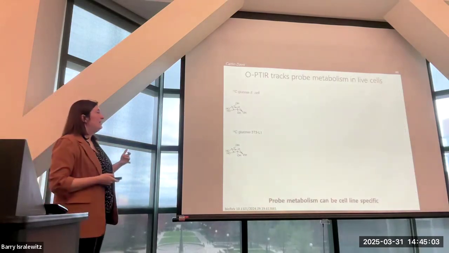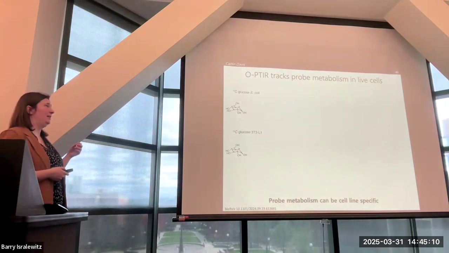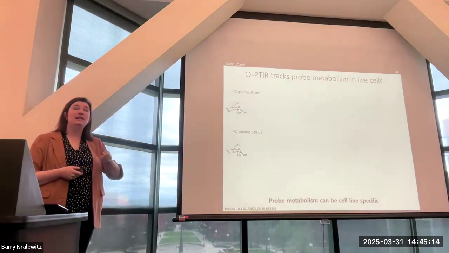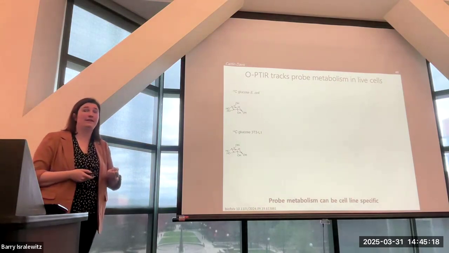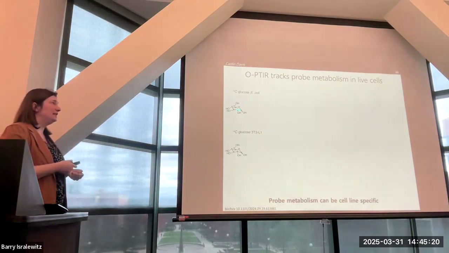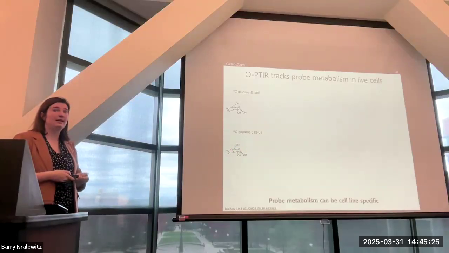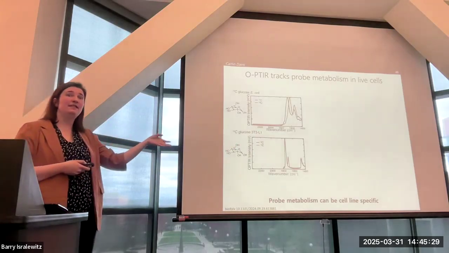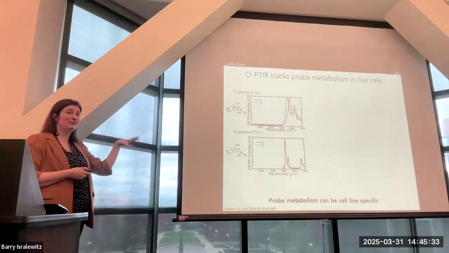We also know that O-PTIR can track metabolism in cell line specific ways. So if we feed our cells C13 glucose, it's going to metabolize that glucose in a way that's dependent on the cell line of interest. So if we feed C13 labeled glucose to E. coli, it's going to use it differently than if we feed it to fat cells. So we fed C13 glucose to these 2 different cell lines, and anything that shifts over the time, so over 72 hours here, is associated with metabolism of glucose.